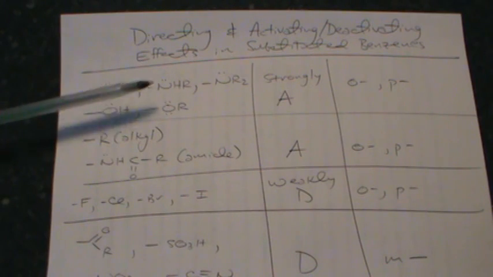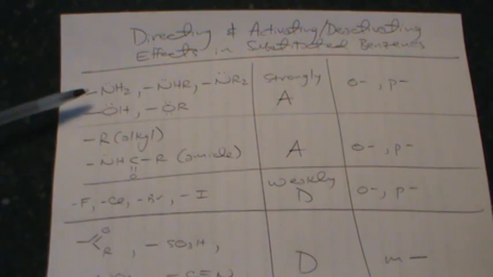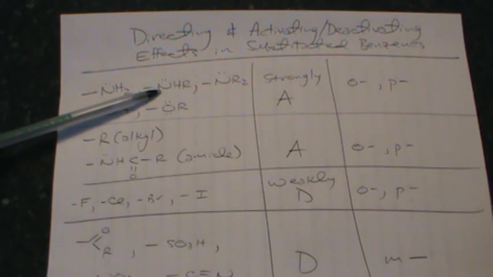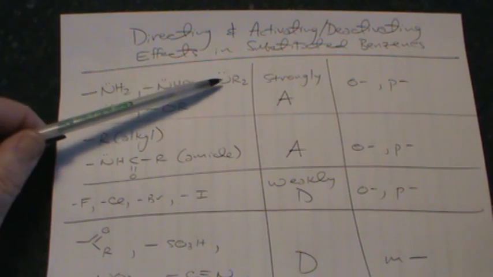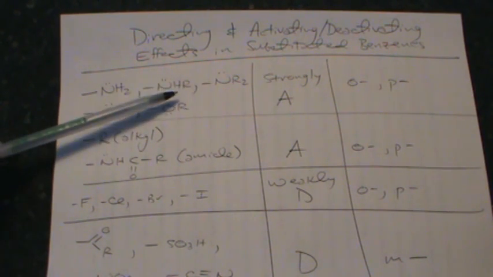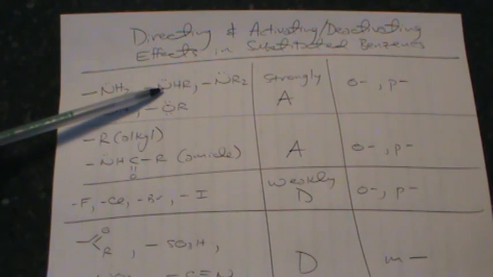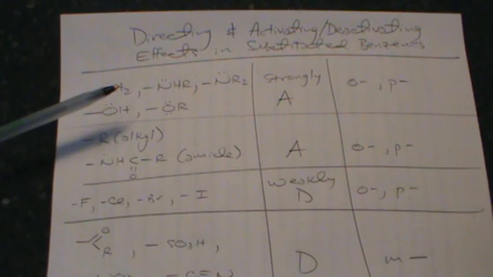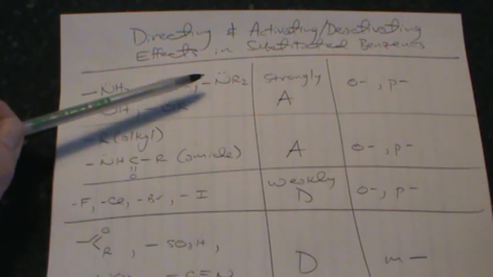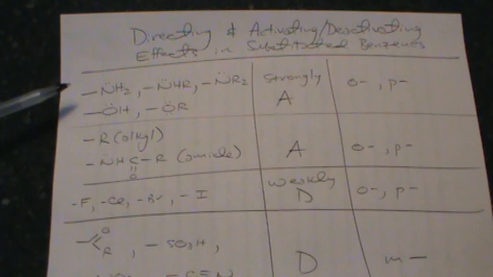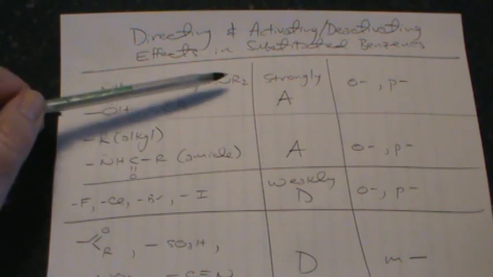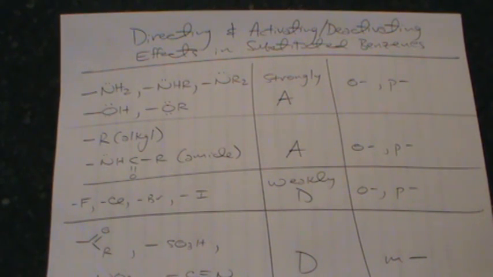Up in this top box, I have the strongly activating groups. They include the amino group, whether it's just NH2 or a primary amino group attached to one carbon, or well, that would be secondary because the other carbon is benzene, which isn't shown here. So a secondary amino group attached to benzene plus another carbon, or a tertiary amino group attached to benzene and two other carbons. All of those are amino functional groups, and they're all strongly activating.